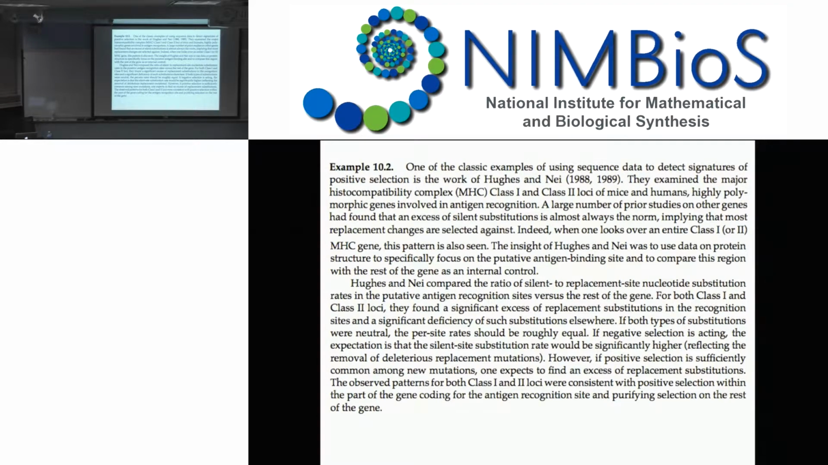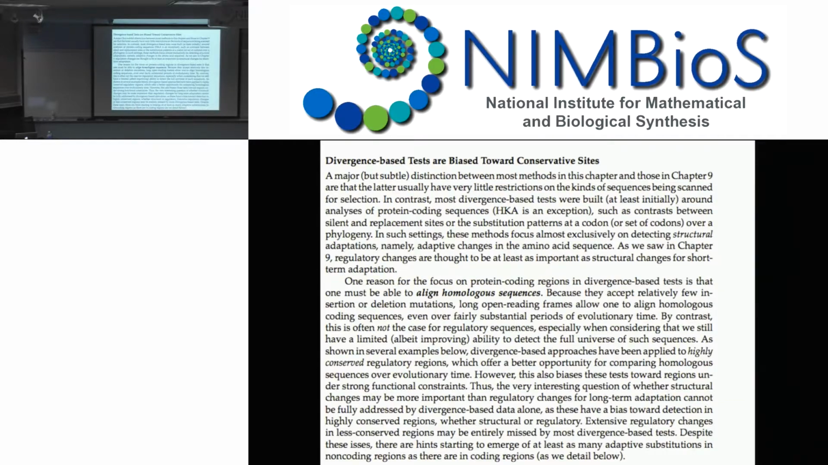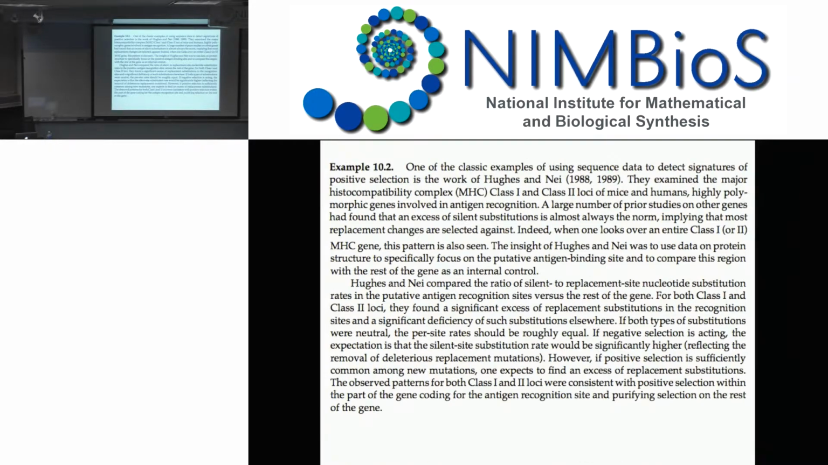So that's kind of the classic example of showing elevated Ka to Ks ratio, but it required you to know a lot, namely the protein folding, and from the biology know what sites on that protein folding you think are interesting. So what people have done is they've then, as we'll talk about, replaced this with codon models.